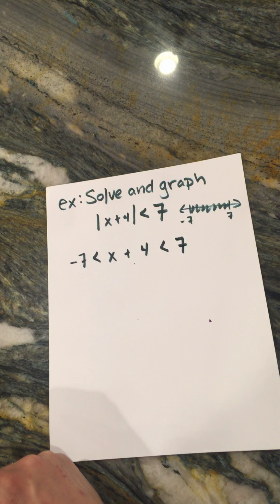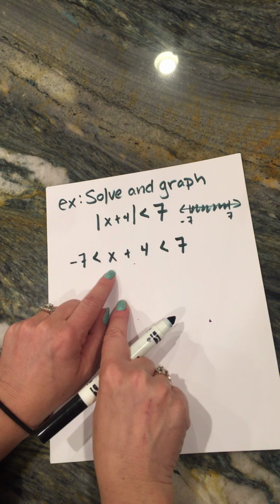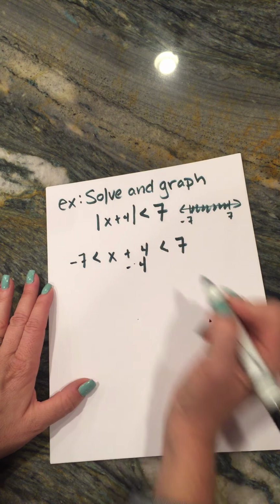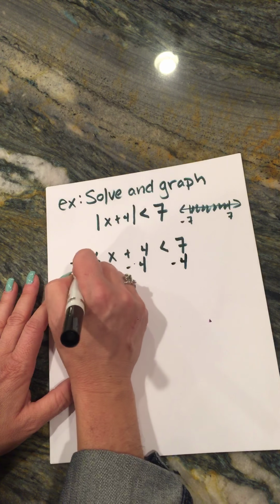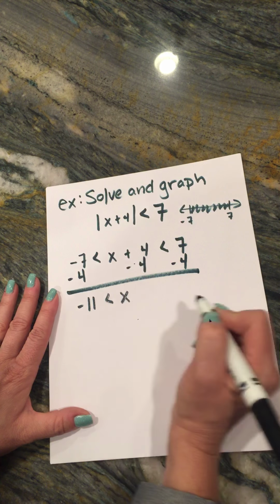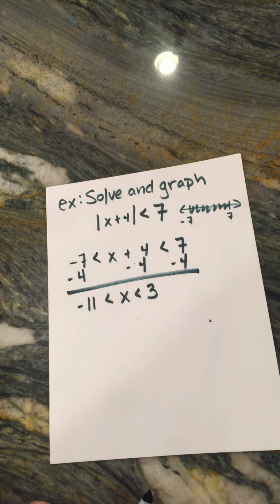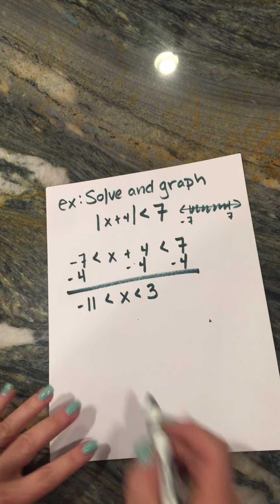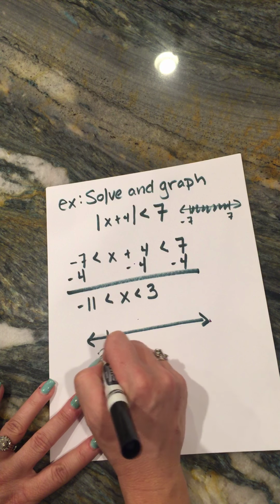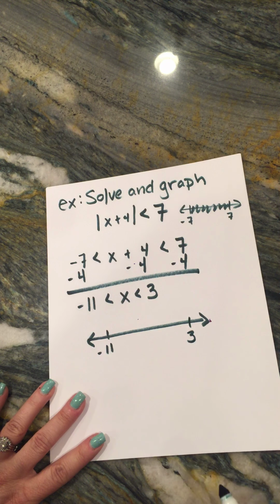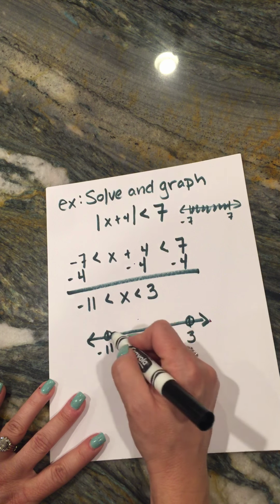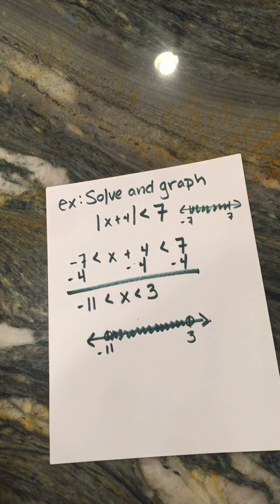Well, you did these for homework, these types of problems. Solve for x. Remember, keep your equation, or your inequality rather, balanced. So if you subtract 4 from the middle, you have to subtract 4 from both sides. So -11 is less than x is less than 3. So if we graph this guy, here's our number line. Here is -11. Here is 3. What kinds of dots? Open dots. We're not including them, and it's everything in between.